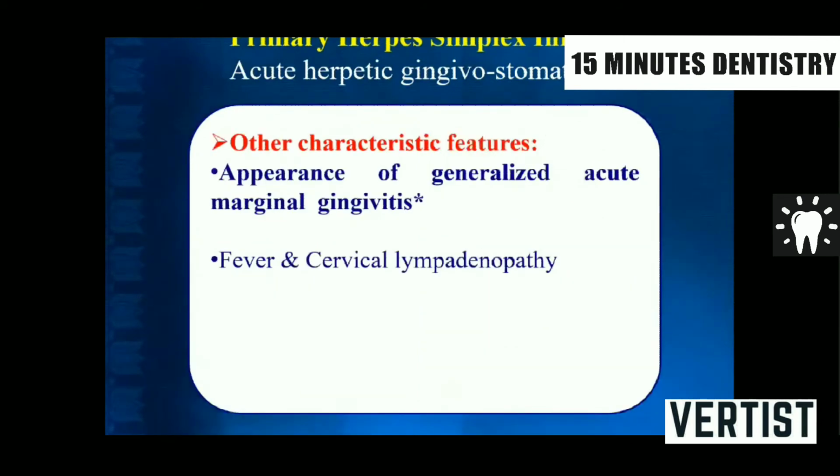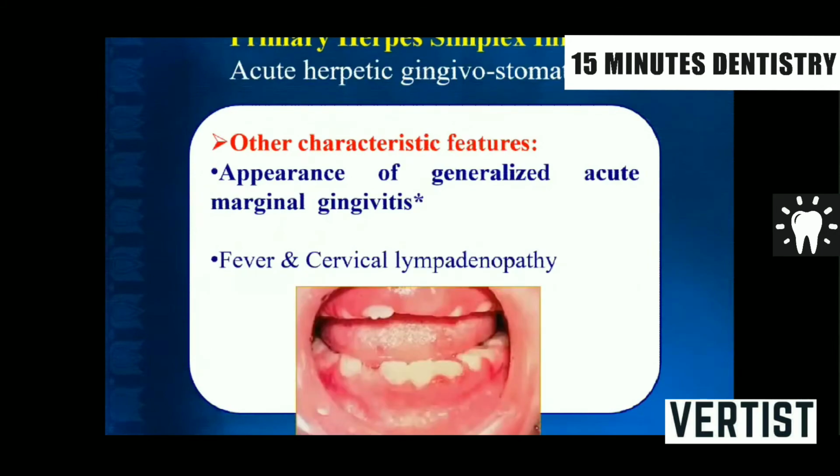What are the characteristic features of acute marginal gingivitis? Most important is the appearance of generalized acute marginal gingivitis. This is going to help you differentiate it from other lesions. Okay? And it will be accompanied with fever and cervical lymphadenopathy. So here you can see this.